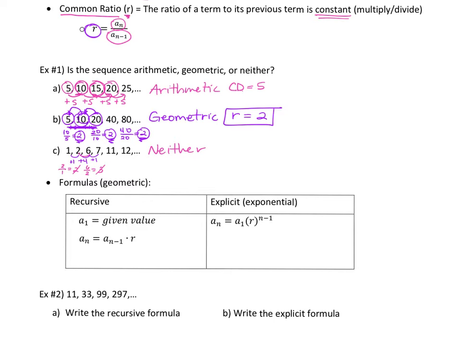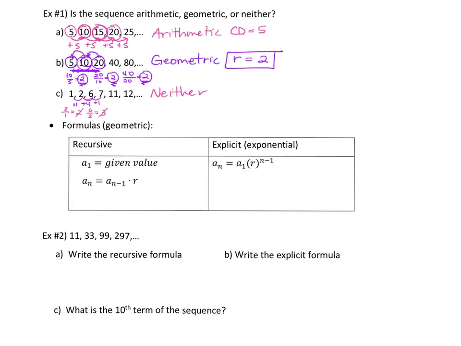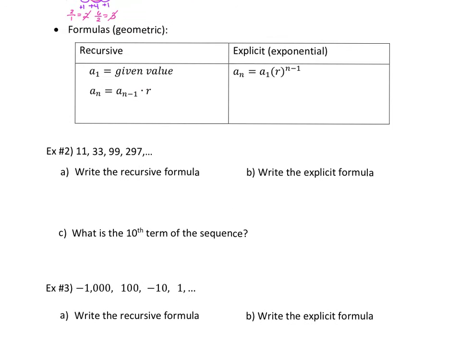Okay, so we did some formulas with arithmetic sequences. We're going to look at the formulas that get used with geometric sequences today, since that's the sequences we're talking about. So I laid those formulas out here for you. And it's very similar. It's just geometric instead of arithmetic. So you still have your A1, which is your given value, your first term. Right, this will be your first term, and that will be given to you. And then A sub n is going to be equal to your A sub n minus 1, so the term before it, times your common ratio.